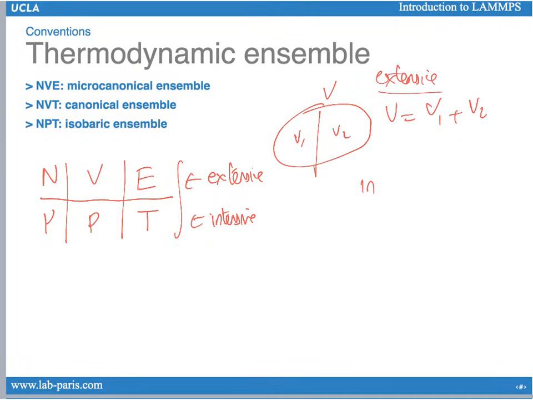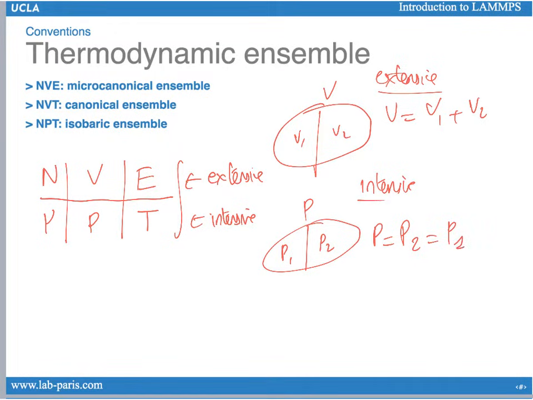If you have an intensive property, like the pressure, then if your system is at equilibrium, the pressure of the total system will be equal to the pressure of system 1 and also equal to the pressure of system 2. This is for an intensive property. If they are at equilibrium, then the pressure of each part of the system should be equal to each other. Same for the temperature. The temperature of the whole system should be equal to the temperature of 1, which should be equal to the temperature of 2.